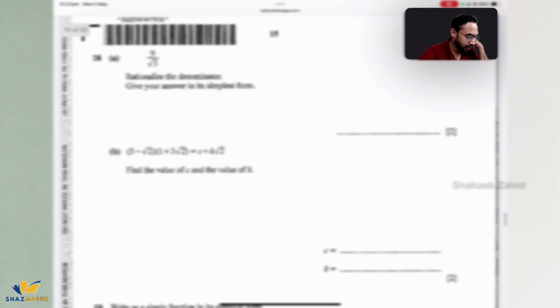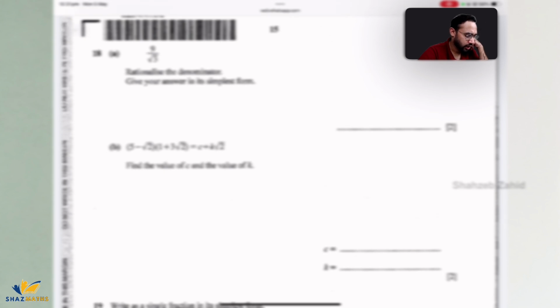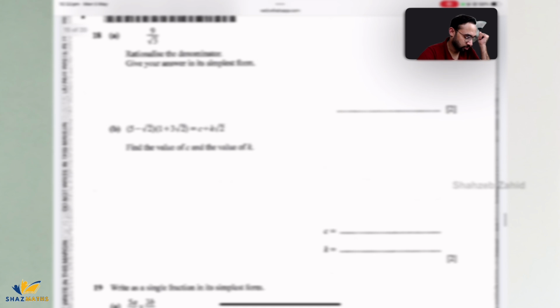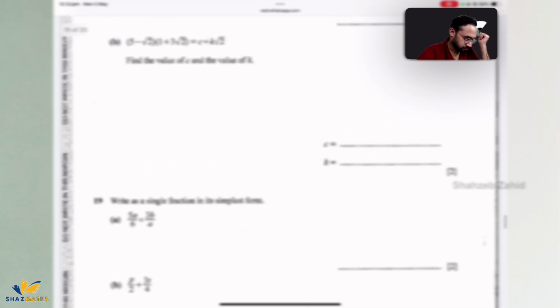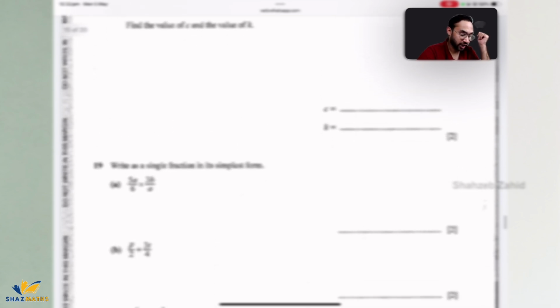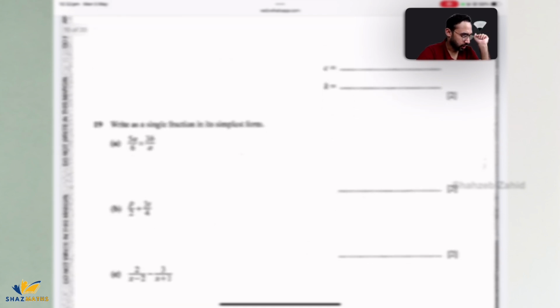Question number 18, rationalization. Something you might find slightly challenging, but if you've done enough practice, again, that's straightforward as well. You just have to rationalize, nothing new. And then part B, you'll expand it and then you'll compare. So yeah, nothing extraordinary again, I would say. Nothing way out of the box. So far, pretty much straightforward.